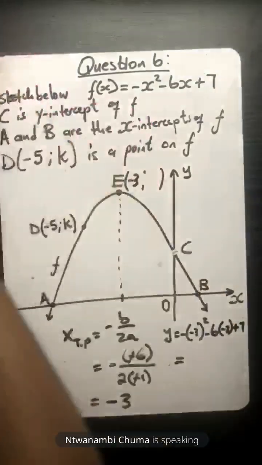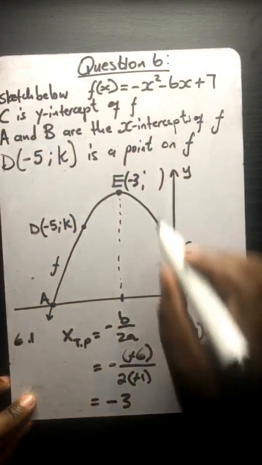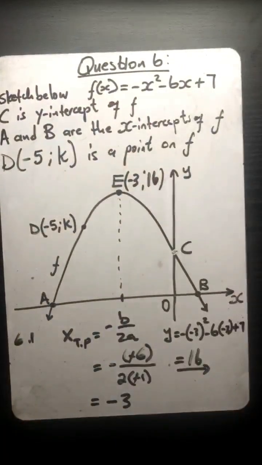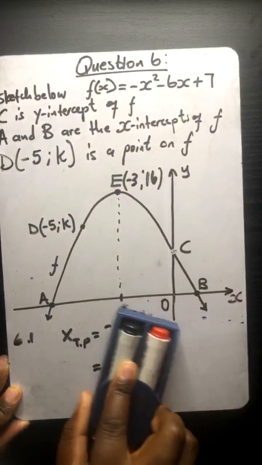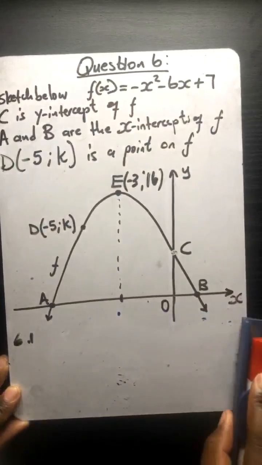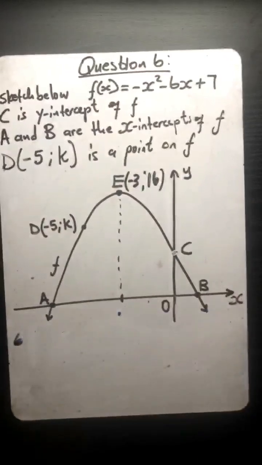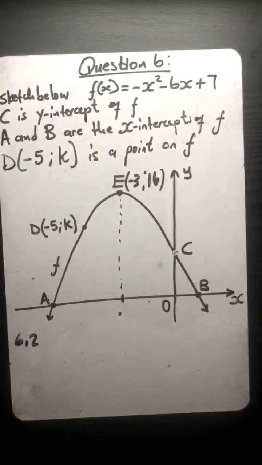So positive 16, yes, 100%. Positive 16 is what I'm also getting. So that means the turning point, we are having positive 16. So that's how you easily answer that question. The trick there was for you to remember that when you're dealing with the turning point, you have a formula for calculating the x value of the turning point.